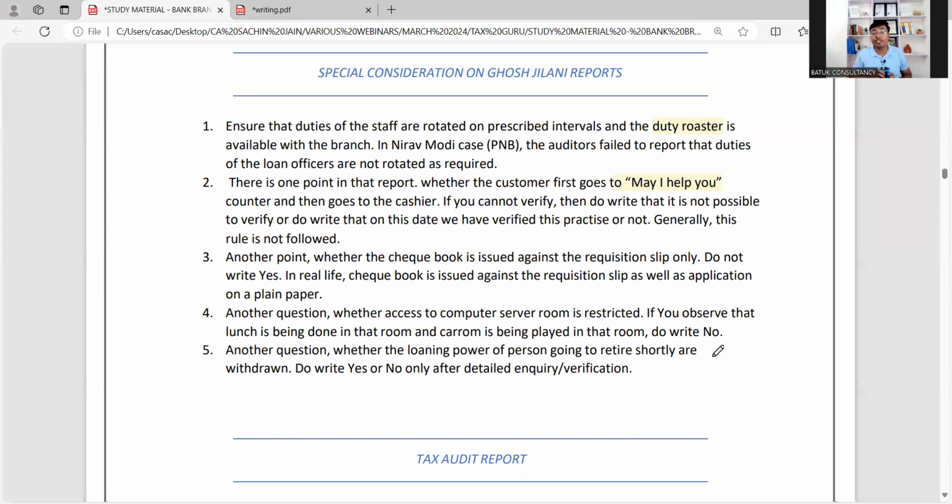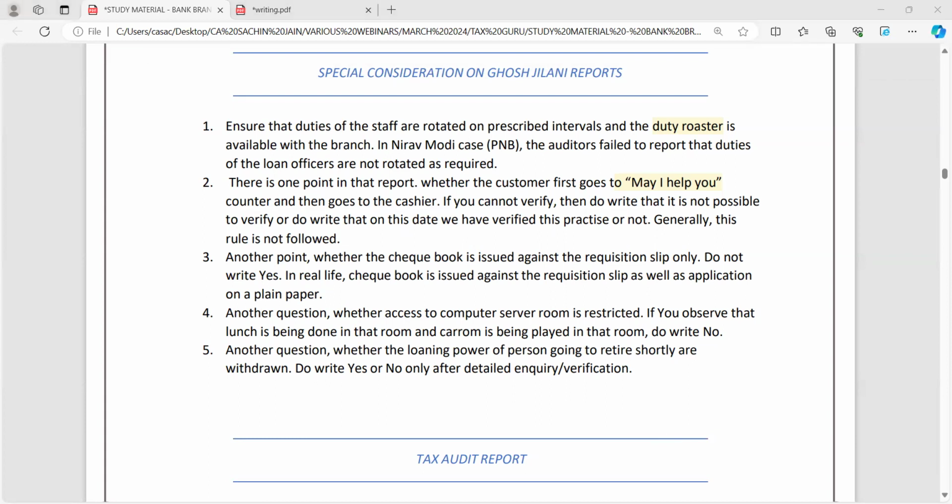Now the Ghosh and Jilani report is one of the most important reports. But many times what do we do, we do not give much focus to that Ghosh and Jilani report. सबसे लास्ट में हम उस घोष एंड जिलानी रिपोर्ट को लेते हैं. We are going to sign on that Ghosh and Jilani report and put yes, yes, yes in that report, and in certain columns we are going to put NA.